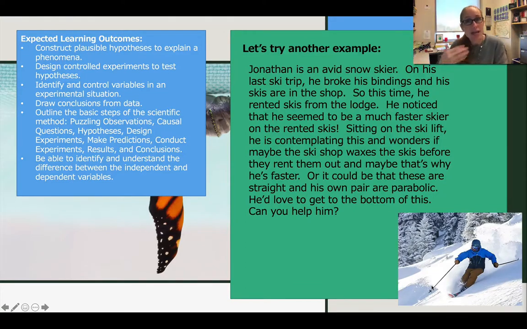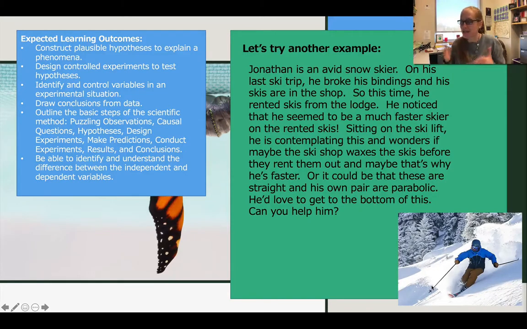Okay, so that's my prediction. In that experiment, my independent variable, the one I'm manipulating, is the shape of the skis, whether they're straight or parabolic. And then the dependent variable, the one that's dependent on what I manipulated, is the speed of him going down the mountain. If that makes sense.